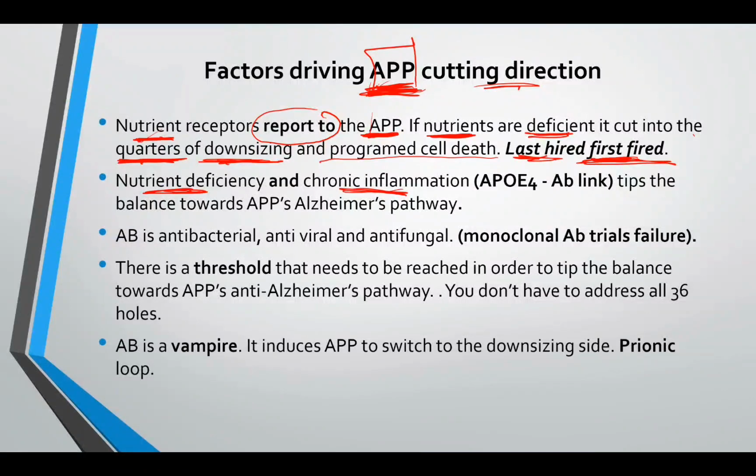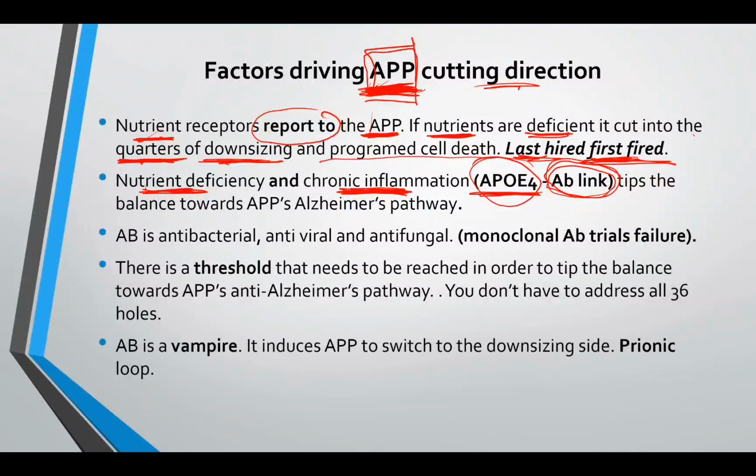Now, this is the link between the ApoE4 gene that we mentioned before, and the amyloid beta, the protein that precipitates in the brain. We know now that ApoE4 is the gene responsible for non-resolution of inflammation. It prolongs the inflammatory process. And when there is an inflammatory process in the brain, this APP will cut into the four quarters. So two things can make this amyloid precursor protein, or APP, cut into the four bad quarters: the nutrient deficiency and the chronic inflammation.